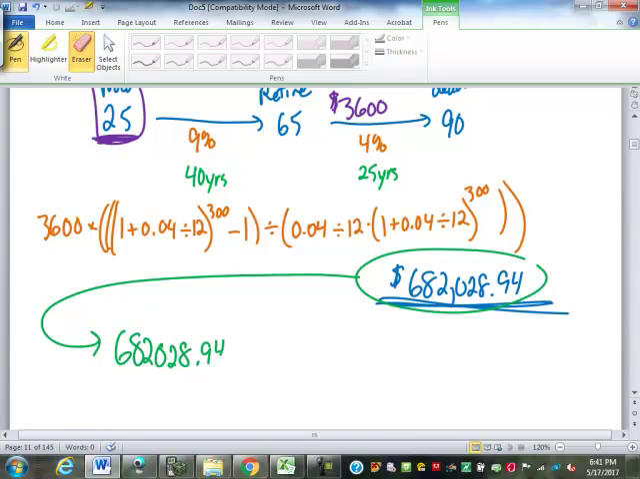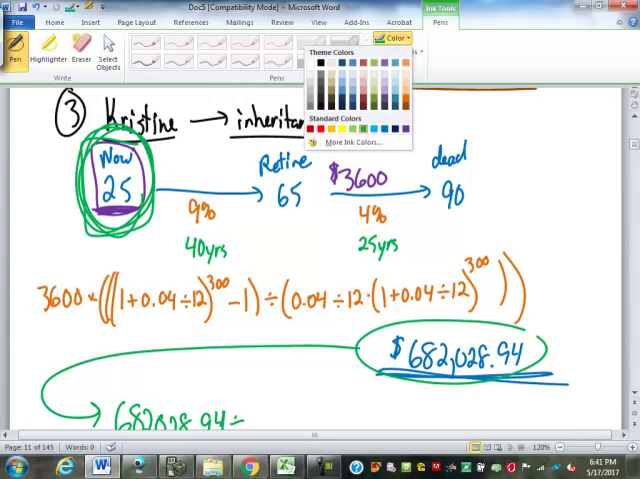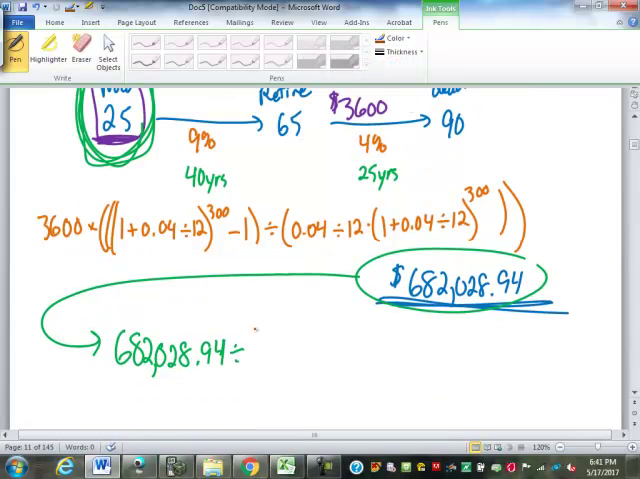And we are still going to divide, but Christine is not going to make regular payments. Christine is going to take money out of her inheritance and put away one lump sum at age 25. So this is divided by 1 plus the rate, 0.09 divided by 12, because we're going to still assume compounded monthly, to the power of, well, 40 years at 12 months is 480 months. And that's it. It's just a present value of compound interest.